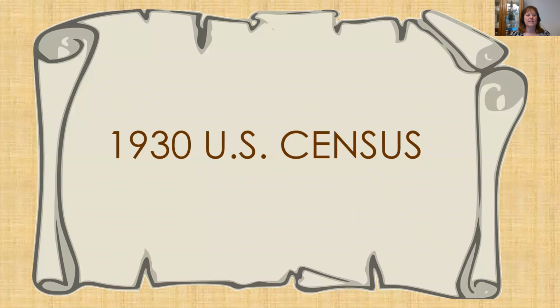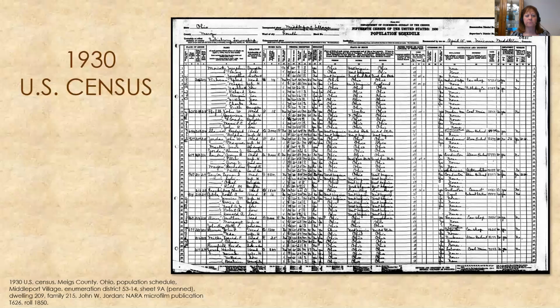The official census date was April 1st, 1930, and it covered 48 states, the District of Columbia, and the territories of Alaska, American Samoa, Guam, Hawaii, Puerto Rico, the U.S. Virgin Islands, and the Panama Canal Zone. The 1930 census was essentially the same as the census that was taken in both 1910 and 1920.